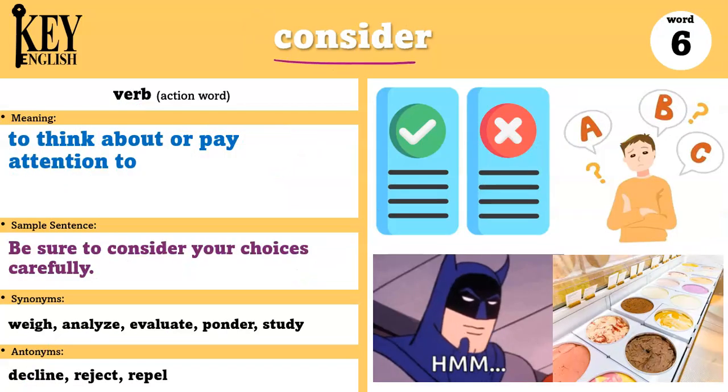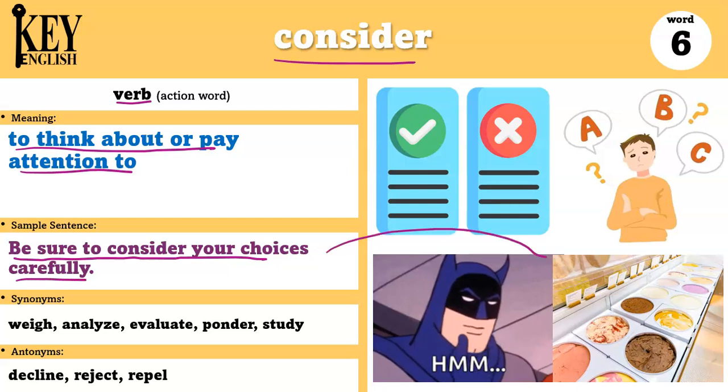Our next word is consider. Consider is a verb and it means to think about or pay attention to. So when you are considering something, you're trying to make sure that that is the thing you want to do or that is the correct thing. The example says, be sure to consider your choices carefully.